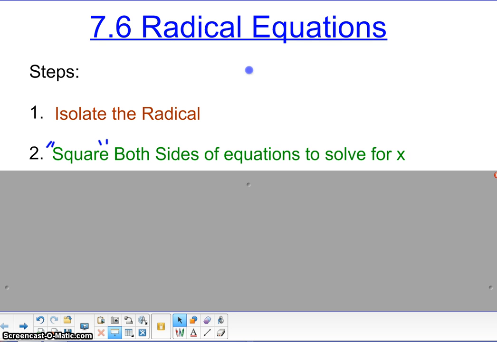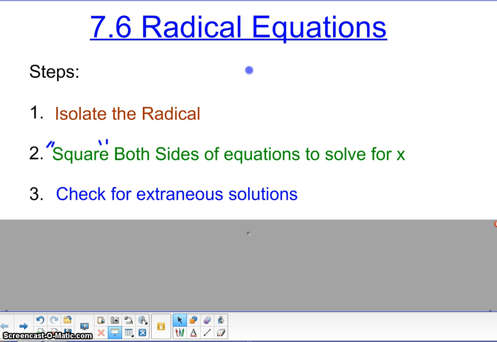Now the reason I put square in quotes is because sometimes you're going to have to cube both sides or take both sides to the fourth power, to the fifth power. So I put that in quotes for that reason. And the last step is always check for extraneous solutions. All right, so let's begin.